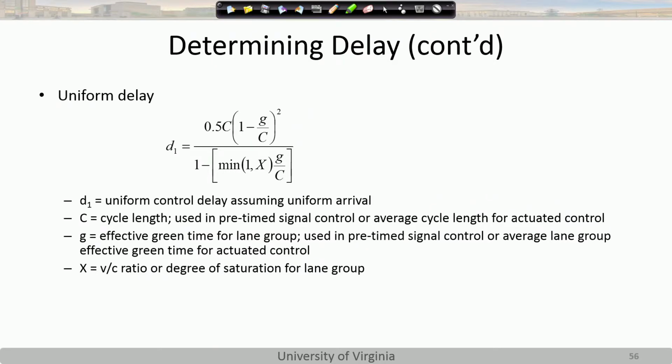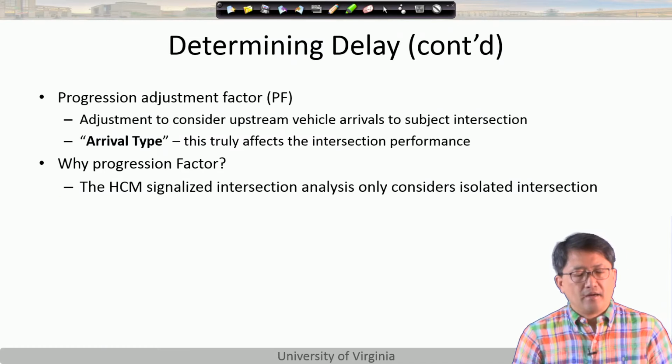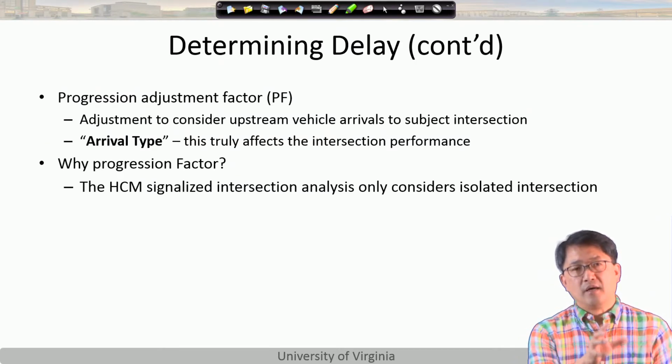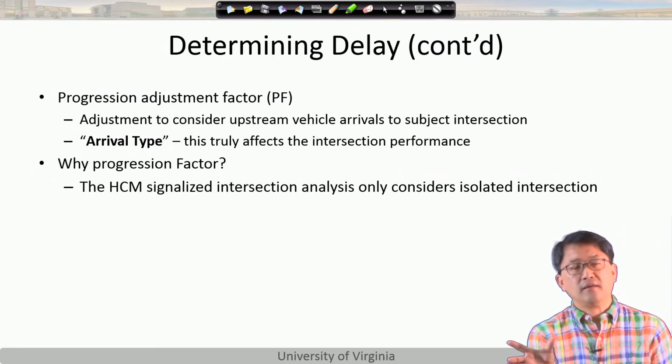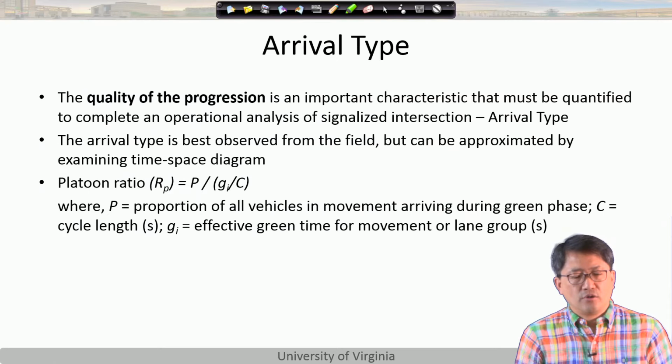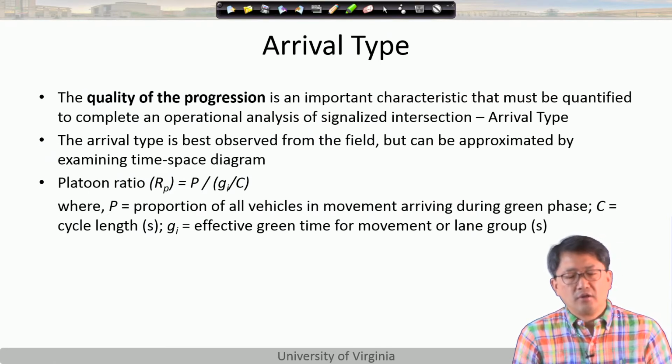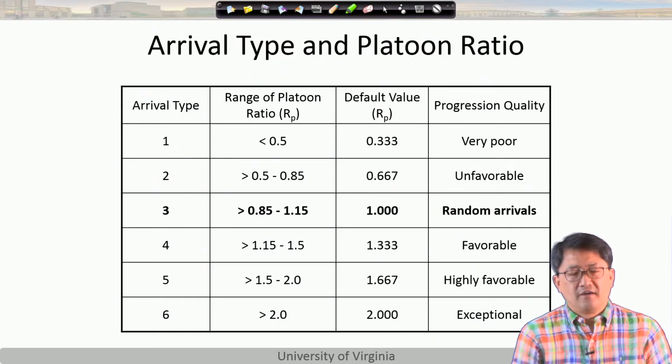So uniform delay is fairly straightforward. X is a V over C ratio. You can actually derive this equation by doing quick polygon analysis. So this is a very straightforward calculation. Again, I mentioned the progression of vehicles to the intersection. It could be upstream, red actually holds the number of vehicles, and they depart as a sort of platooning, grouping, and then come into the intersection during green. That's a good thing. So this is how to measure quality of progression, and this is sort of an approximation.